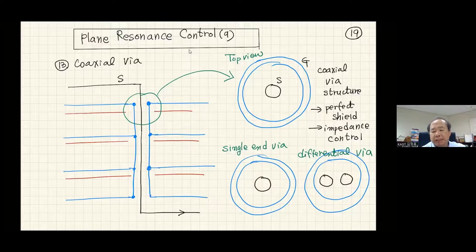In the power electronics society, they consider somehow parasitic inductance and resonance frequencies, but that is usually in the kilohertz range. Now, I'm looking at the power delivery network in the gigahertz range, from gigahertz to 100 gigahertz.